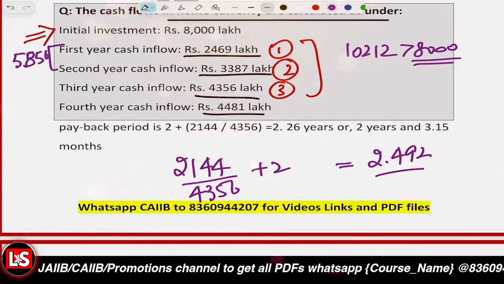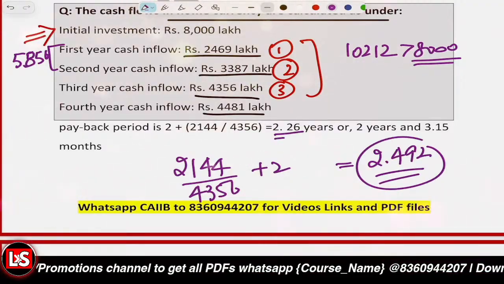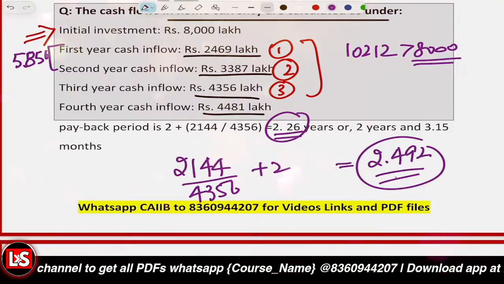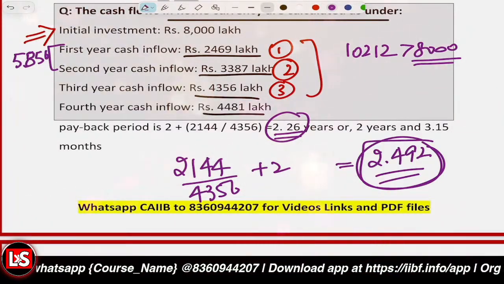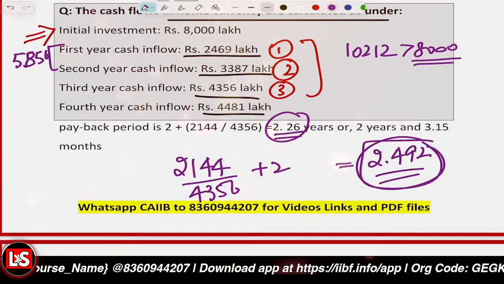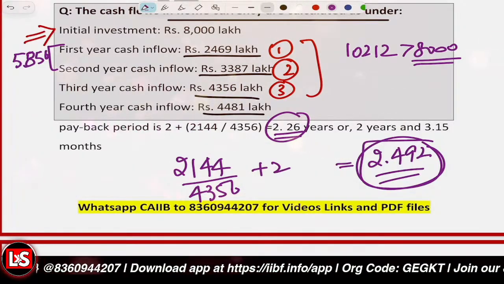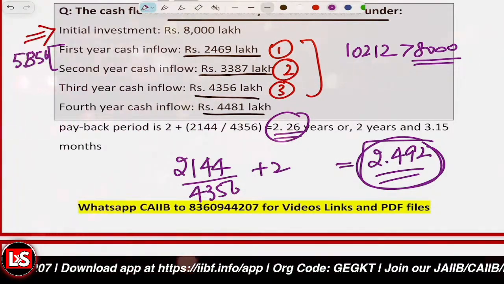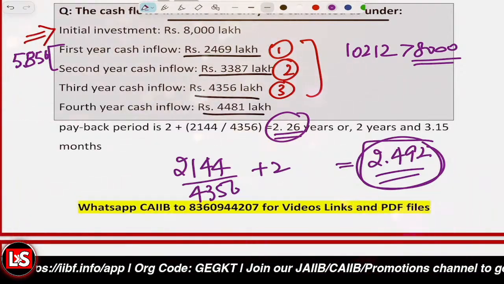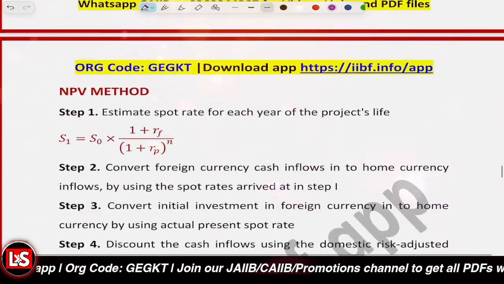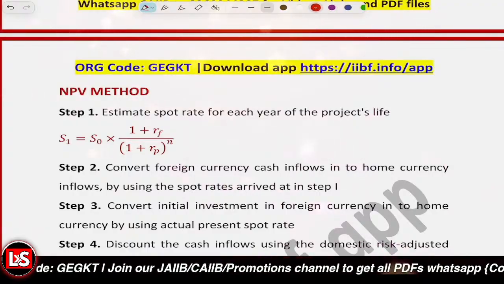2.492. The calculation is not done right way here. I think there is some problem with the calculation. So look at it. So the calculation will be 2.492. Getting it? So that's the payback year calculation. So we can say it's almost 2 years and 6 months. 492 means 6 months. Okay. So that's 2.492.